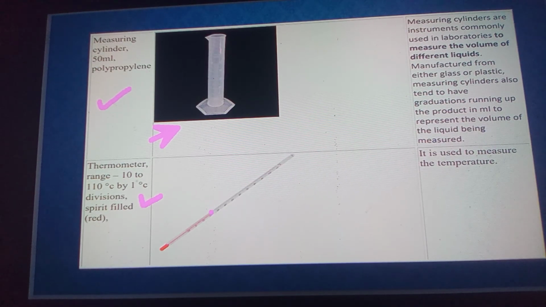Thermometer. This is a thermometer. We use this glass thermometer to measure the temperature of a given substance. That is the use of this thermometer.